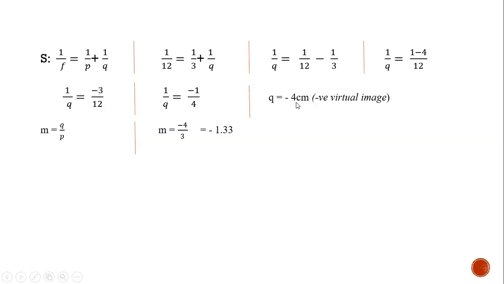Now over here, the minus sign indicates that image is forming behind the mirror, and since it is behind the mirror, it is a virtual image. Now for the magnification, m is equal to q by p. I can apply 4 by 3, that is equal to 1 by 3. Over here, negative sign also only indicates that it is a virtual image.